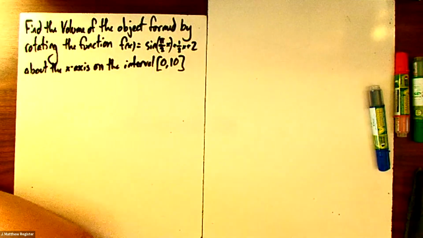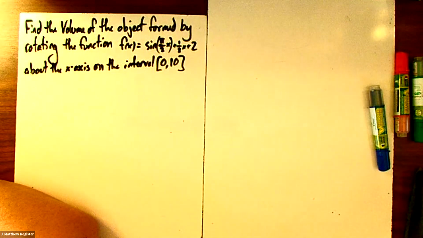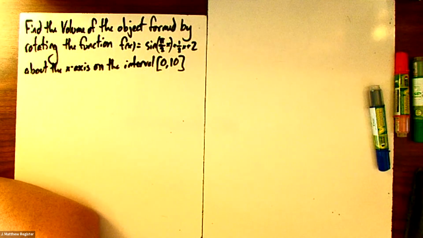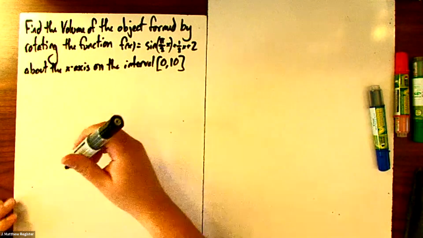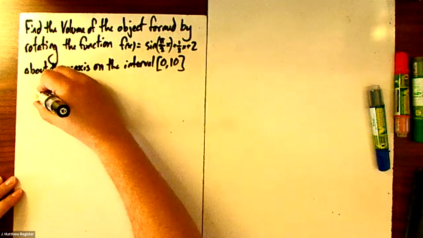So find the volume of the object formed by rotating the function f of x equals sine of pi over 2 x plus 1/2 x plus 2 about the x-axis on the interval 0 to 10. And let's sketch out what this is actually doing so that we can really understand that. Let me quickly draw what the graph of this looks like.